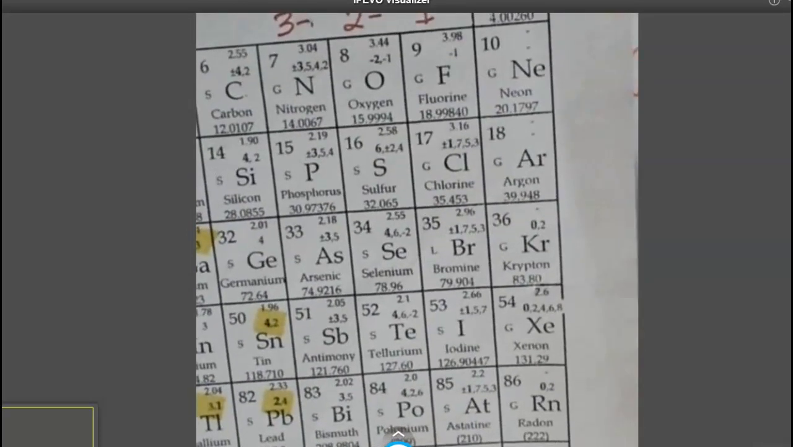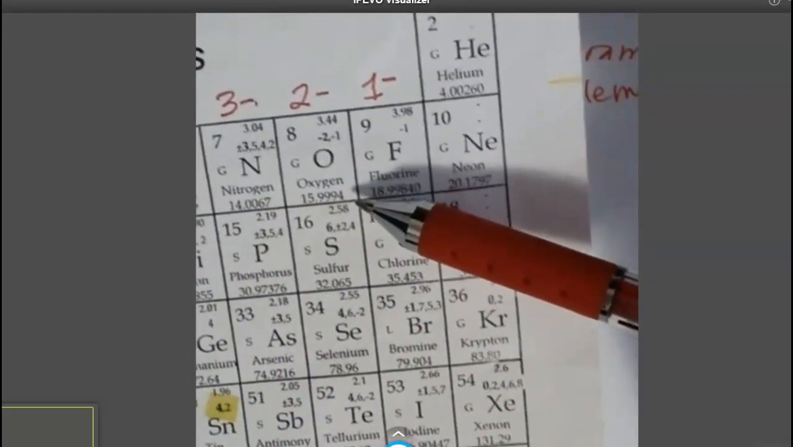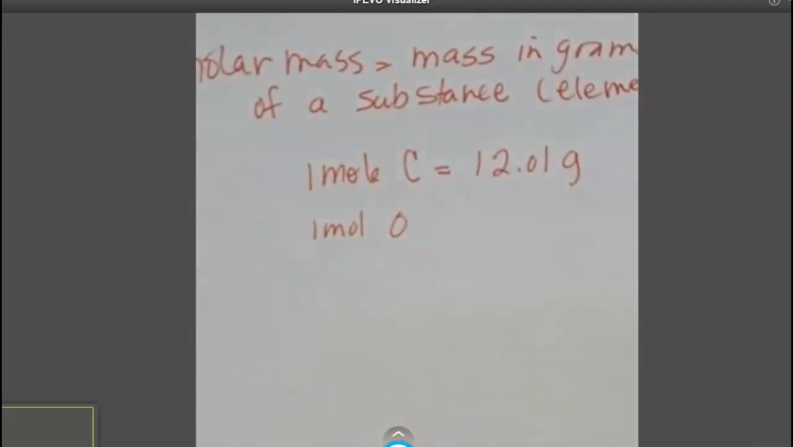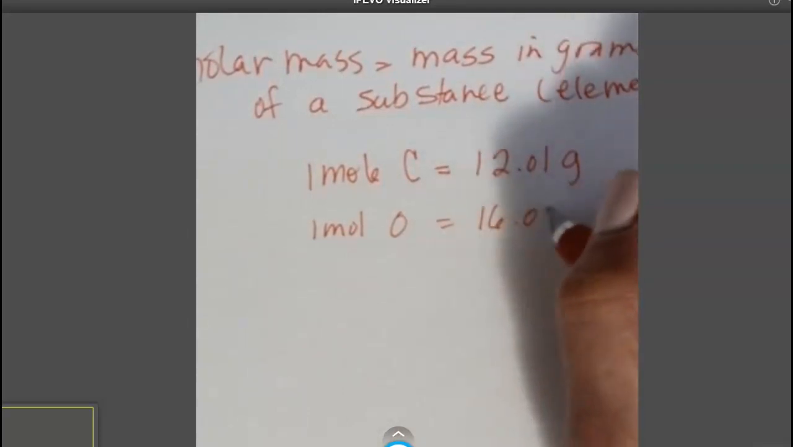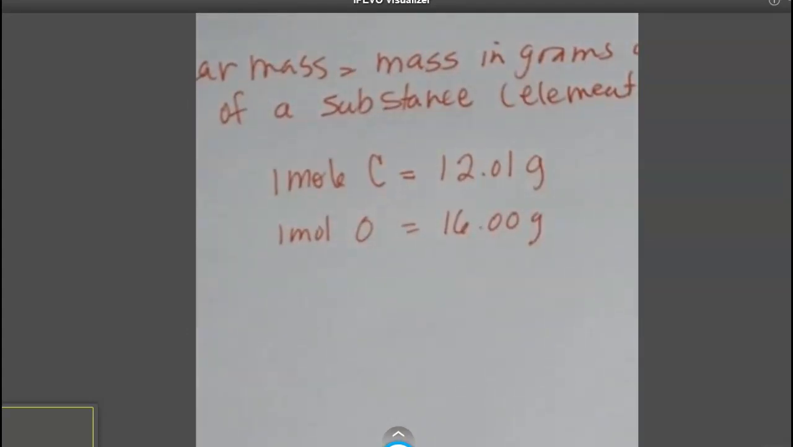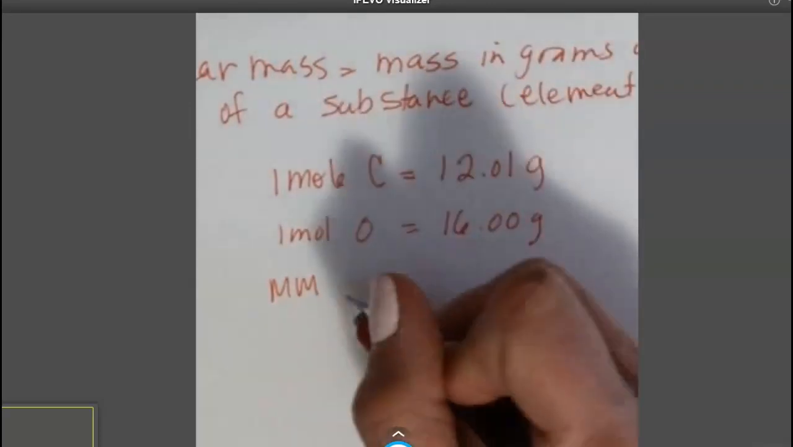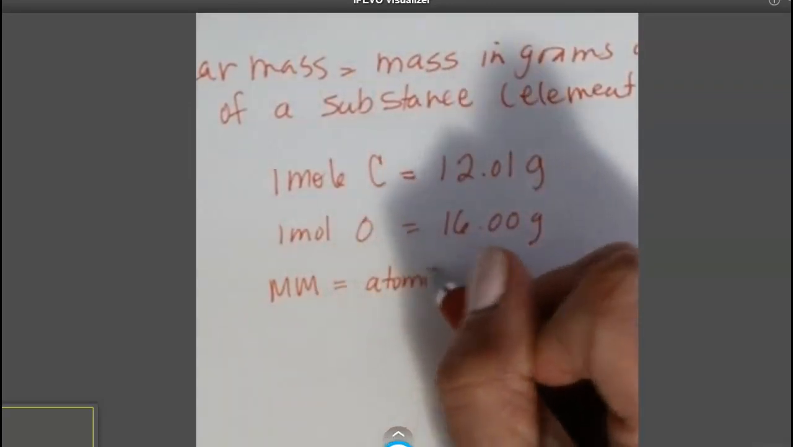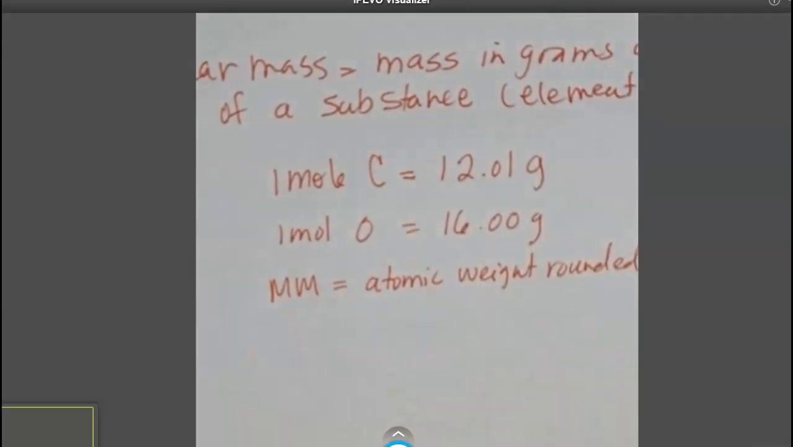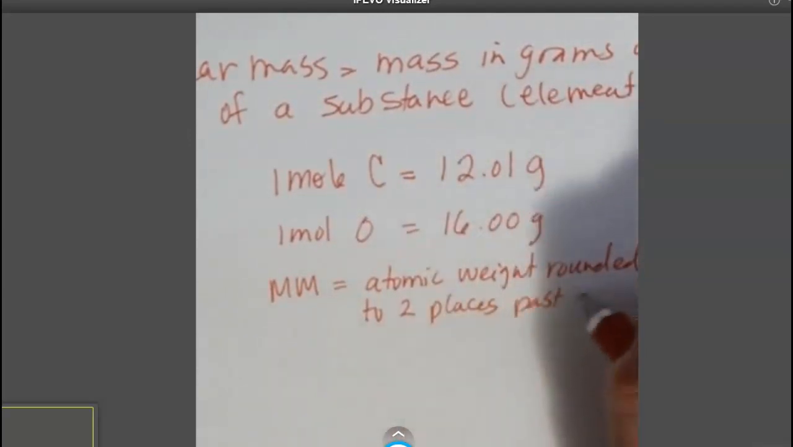I can go over here and I can look at oxygen. The molar mass of any element is its atomic weight in grams. So 1 mole of oxygen atoms is equal to 16.00 grams. Molar mass is always rounded to 2 places past the decimal. So molar mass is equal to atomic weight rounded to 2 places past the decimal.